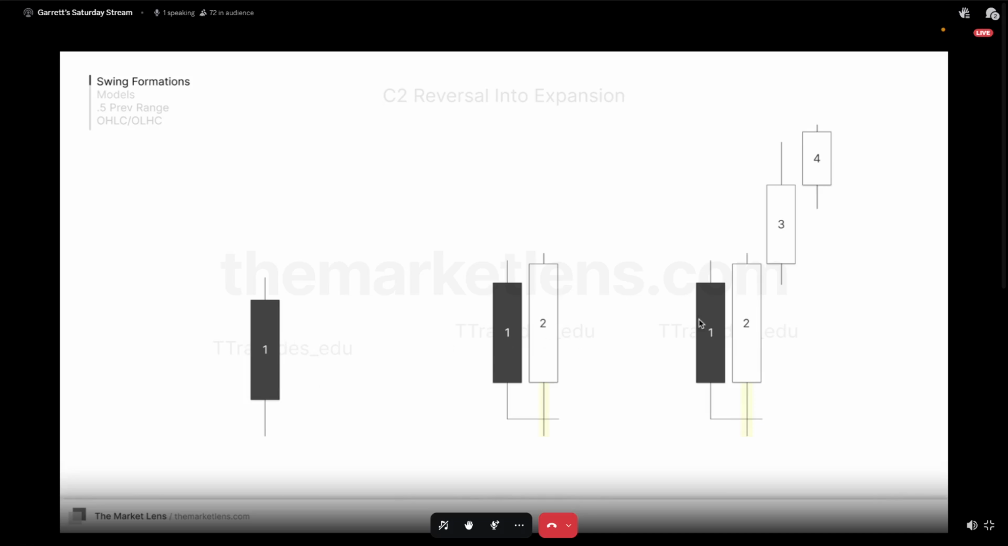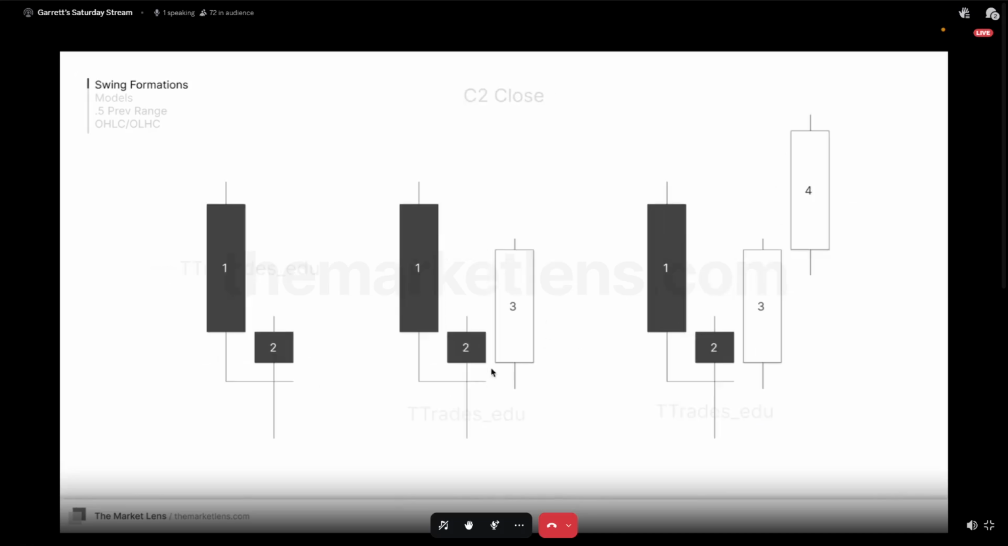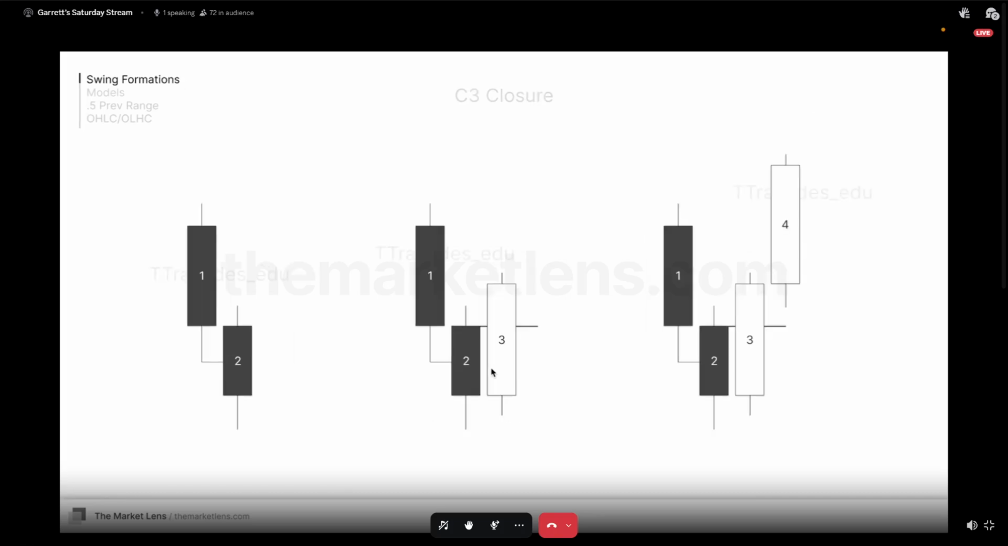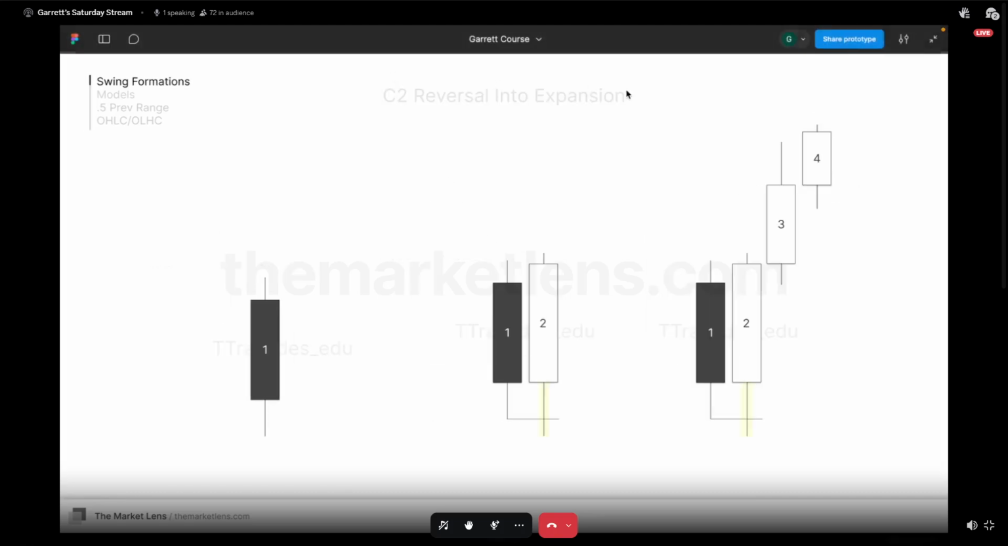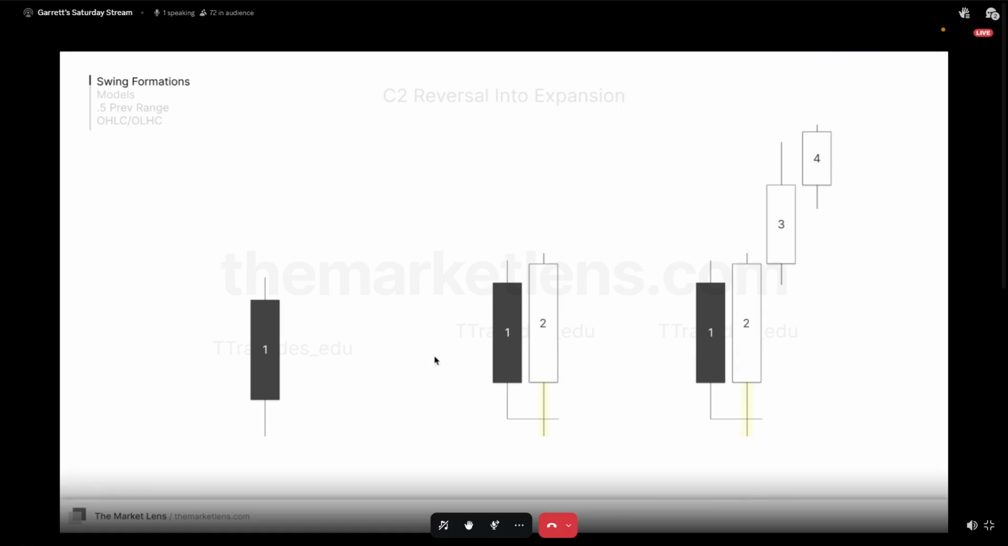But so candle 2 reversal. So we just went over, obviously, candle 2 close swing formation. This is a candle 3 close swing formation. Now we're in candle 2 reversal into expansion, as you see highlighted up here. So this is when candle 2 hits a key level but doesn't reverse. So this is when we can anticipate reversal off of candle 1's low, ideally. And the signature for this is when we have a small wick, right? Price can reverse into expansion, right?